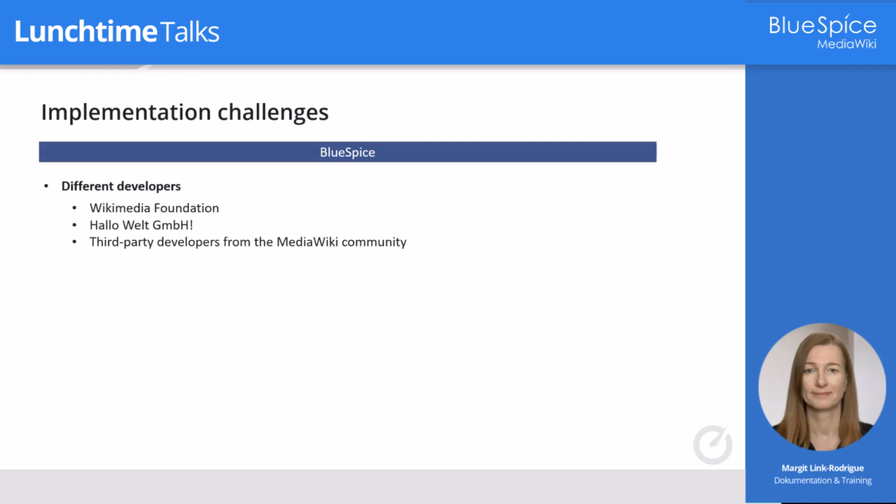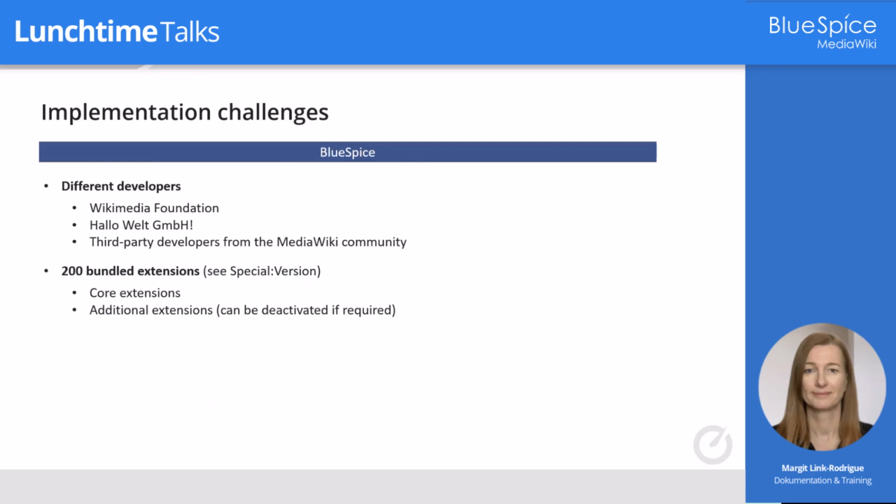I want to mention here, for example, Semantic MediaWiki extensions, Page Forms, and things that are used heavily by our customers. But as I said, these are not things that we develop ourselves. So as a total, currently BlueSpice Pro has about 200 bundled extensions. You can look on your Special:Version page to see the long list and who develops each extension.